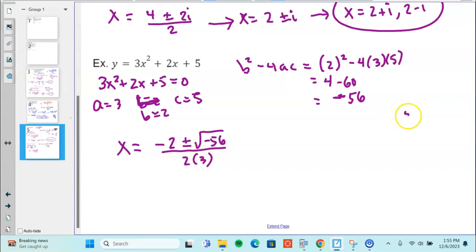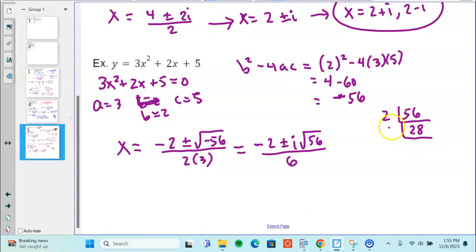Let's break down that 56. If we don't need to simplify, well, we do need to simplify one step. We need to take that square root of -56 and make it i times the square root of 56. And then 2 times 3 is 6. If we don't need to simplify any further, then we're done here. But if we need to simplify, we can break down the 56. 56 divided by 2 is 28. 28 divided by 2 is 14. 14 divided by 2 is 7. All right, I have a pair of 2's that I can bring out.